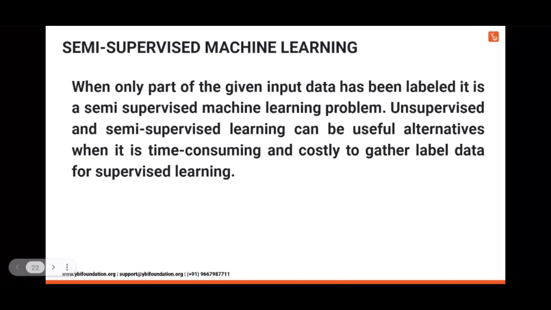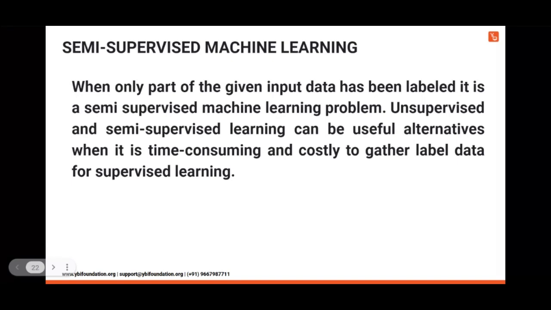So we deal with this with the semi-supervised machine learning algorithm. That is another technique within predictive analytics, where you have a mix of labeled and unlabeled data. Then we use semi-supervised machine learning. So these are the three broad types, and there is another called reinforcement learning.